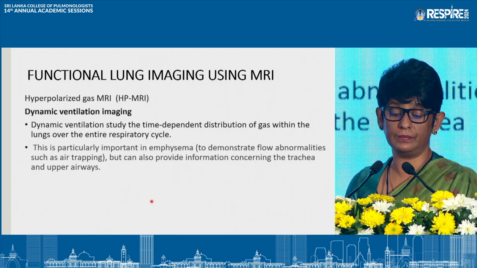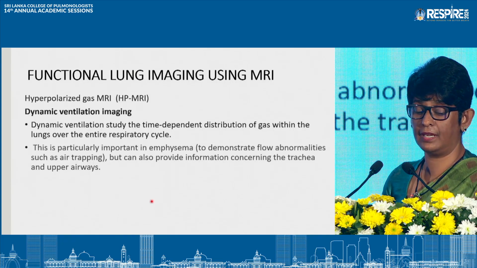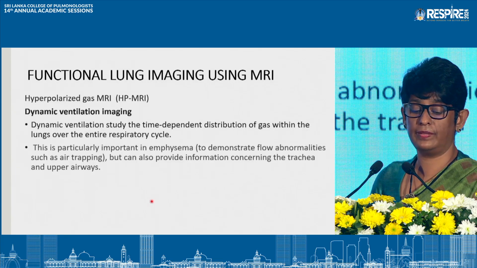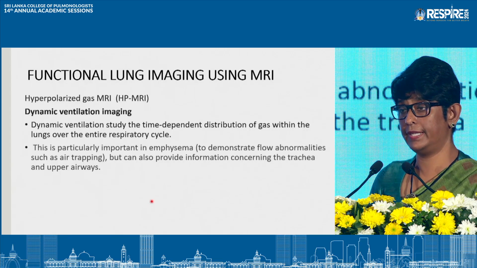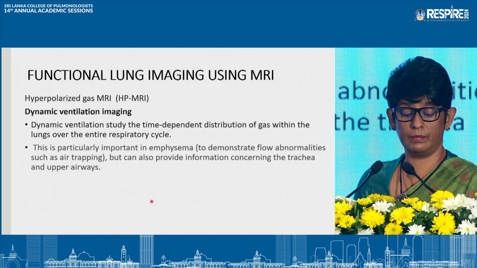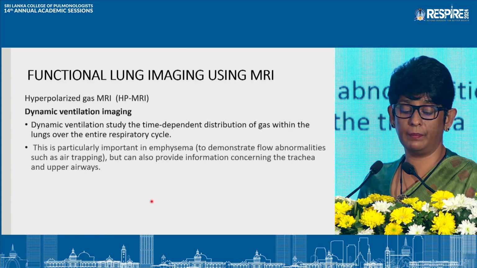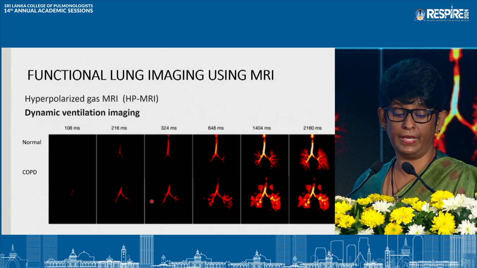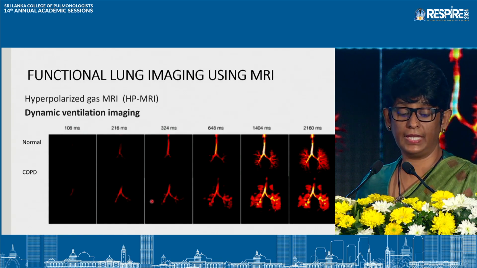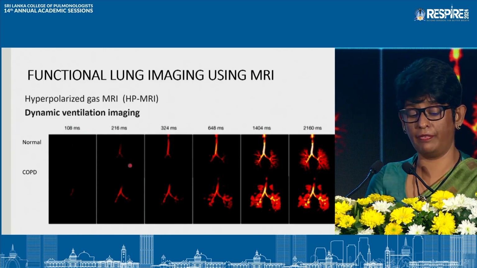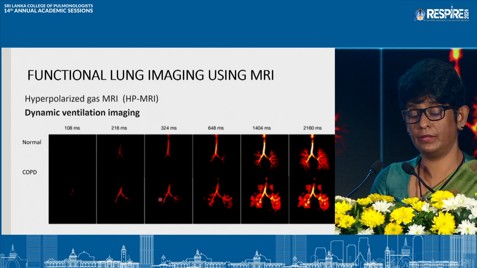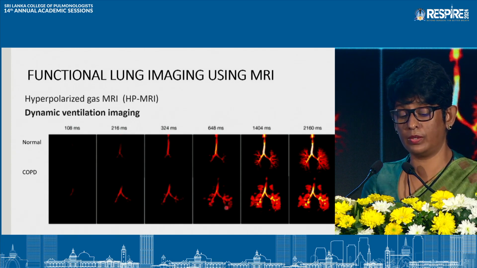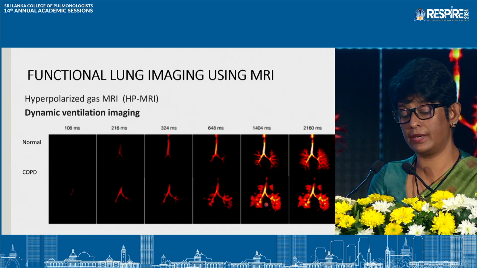Dynamic ventilation imaging: here the imaging is done during an entire respiratory cycle from inspiration to expiration. So that would be good for analyzing air trapping in emphysema, and also to assess the proximal airways. Now this is a mapping of dynamic ventilation. The top row of images is of a normal adult, and the bottom row is a patient with COPD. You can see as respiration goes on towards expiration, there is more and more air trapping inside the alveoli.